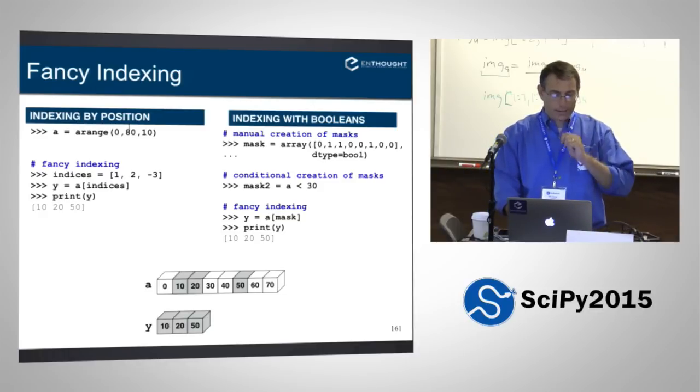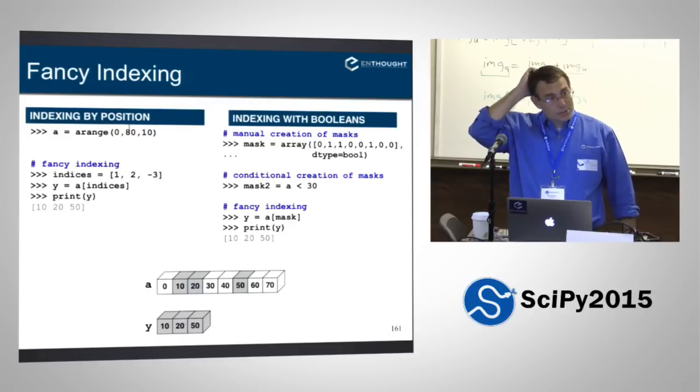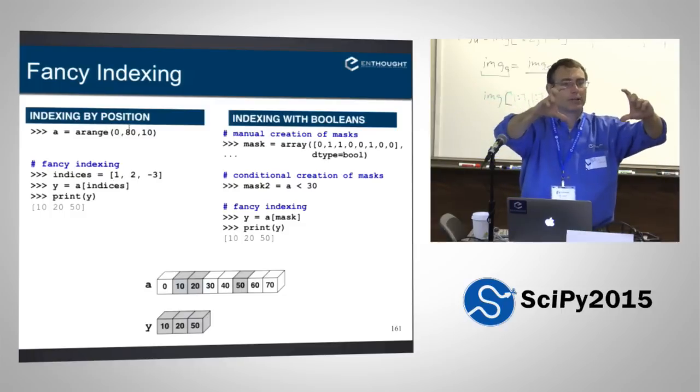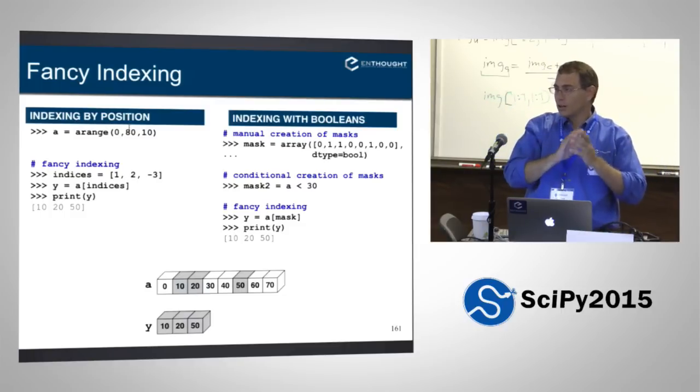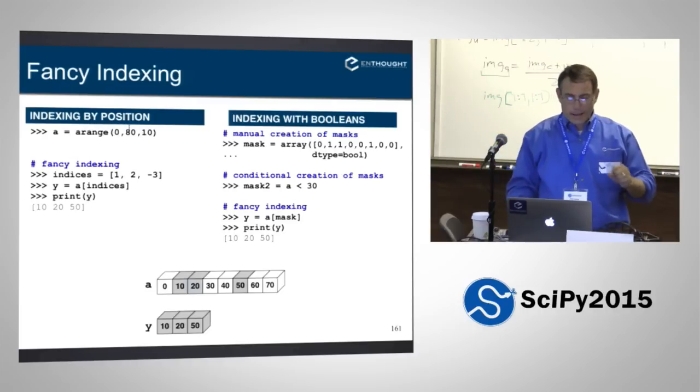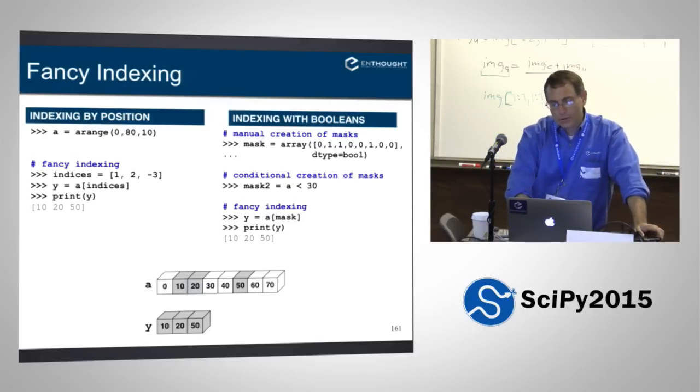Fancy indexing. The idea here is sometimes you don't just want this very regular pattern, like pulling something out that's all contiguous memory or all strided in a specific way. And to manage this, there's this notion of fancy indexing or fancy slicing. You'll hear it called both. Here, if we have the array A, 0 to 80, stepping by 10, that'll create this array with 0 through 70 in it for me.